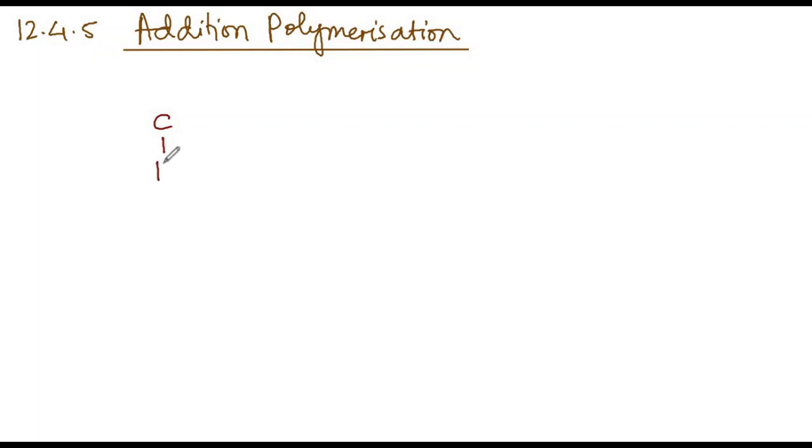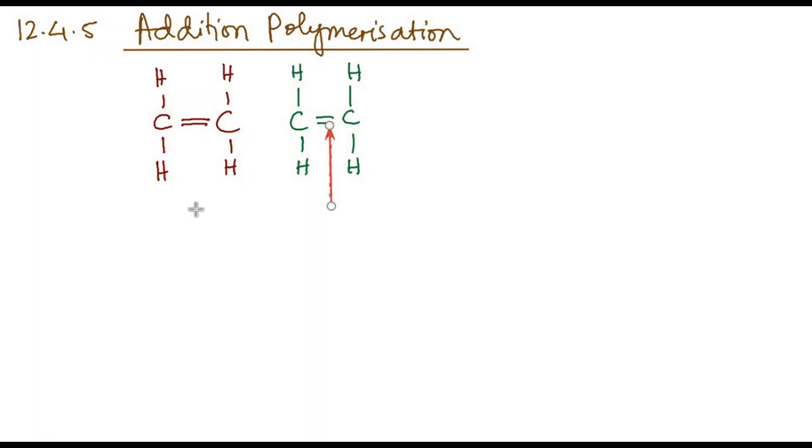So if I draw an ethene molecule, this is an ethene. Two carbon atoms are having a double covalent bond between them. If there is another ethene molecule, this ethene molecule also has a double covalent bond. During addition polymerization, one of the two bonds between the carbon atoms is going to break, as a result of which the process of polymerization takes place.